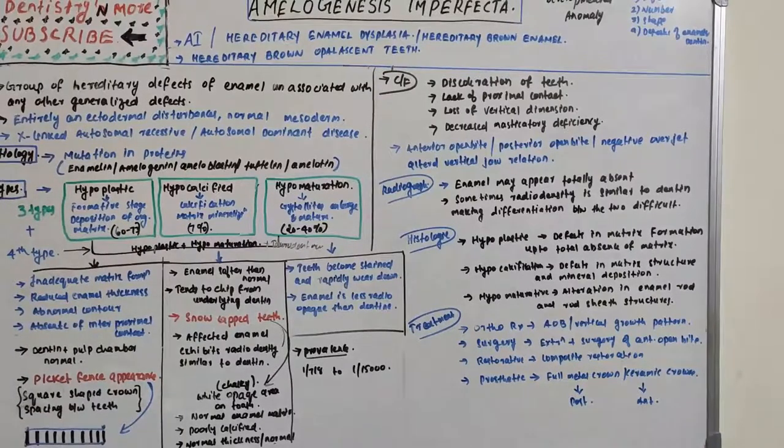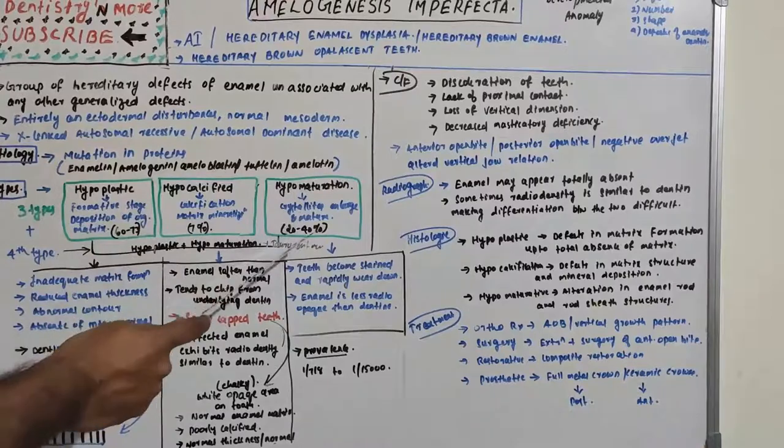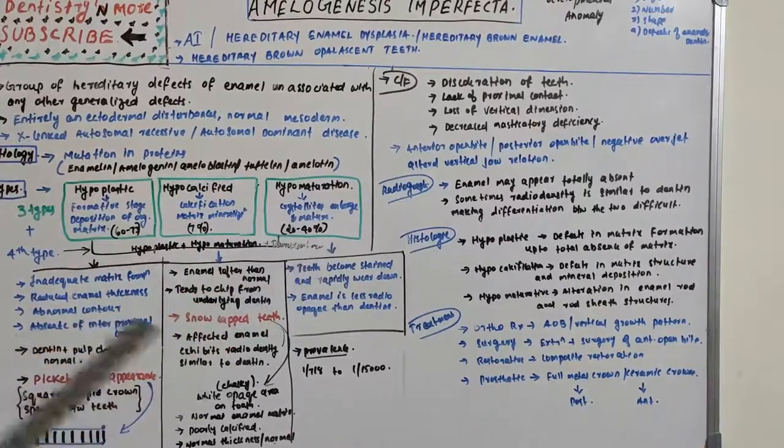The most common type is the hypoplastic one. It accounts for 60 to 73%. Then the hypomaturity one accounts for 20 to 40%, and the least common is hypocalcified. It is around 7% of total AI.